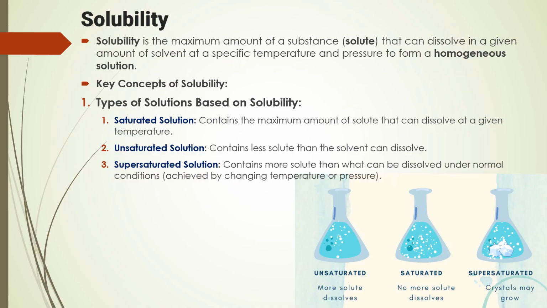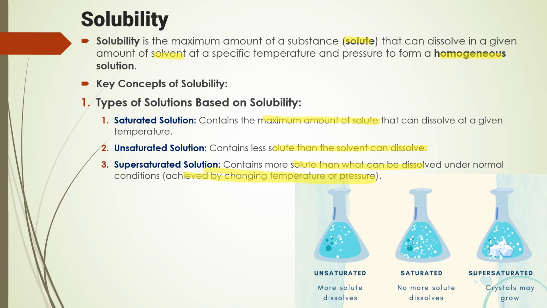Solubility. Solubility is the maximum amount of a substance, the solute, that can be dissolved in a given amount of solvent at a specific temperature and pressure to form a homogeneous solution. One is called a saturated solution, one is called unsaturated, one is called supersaturated. Saturated contains the maximum amount of solute that can be dissolved at a given temperature, while unsaturated contains less solute than the solvent can dissolve. And a supersaturated solution contains more solute than can be dissolved under normal conditions. We achieve supersaturation by changing temperature and pressure.